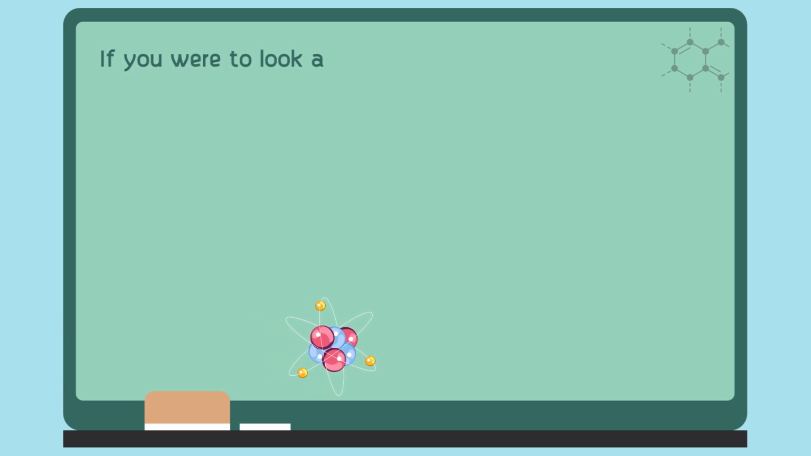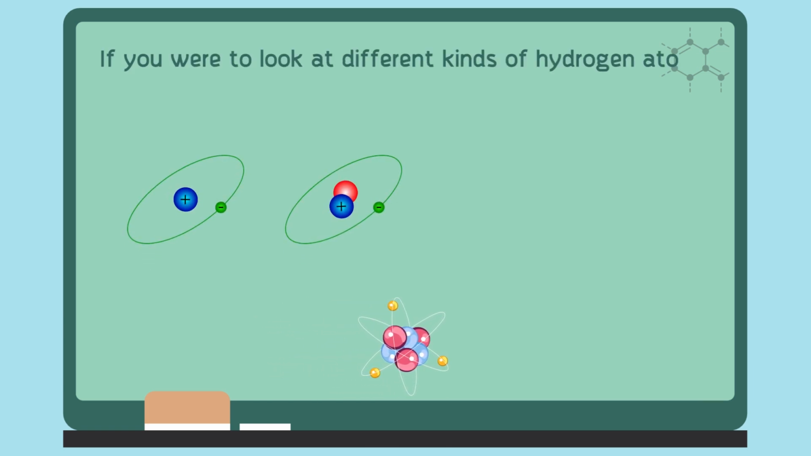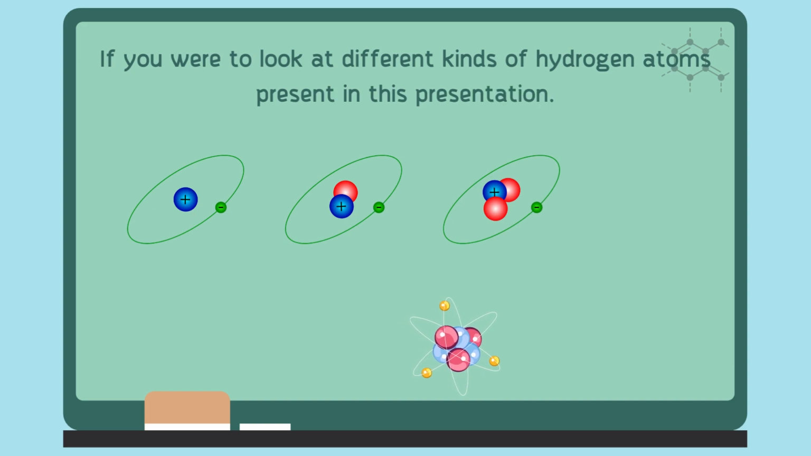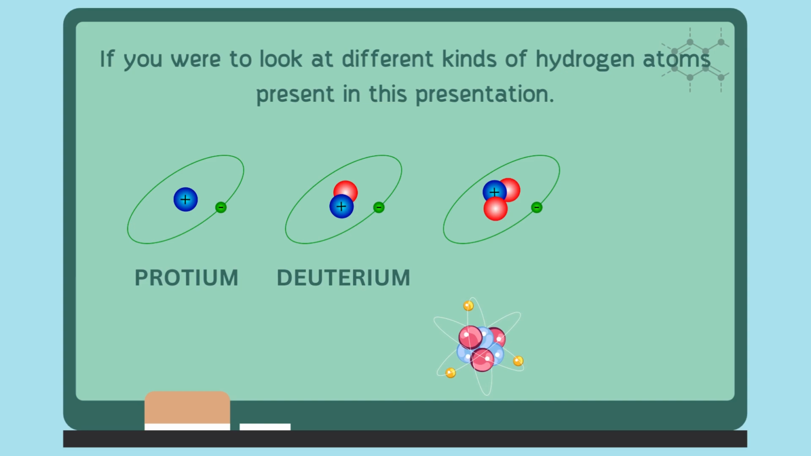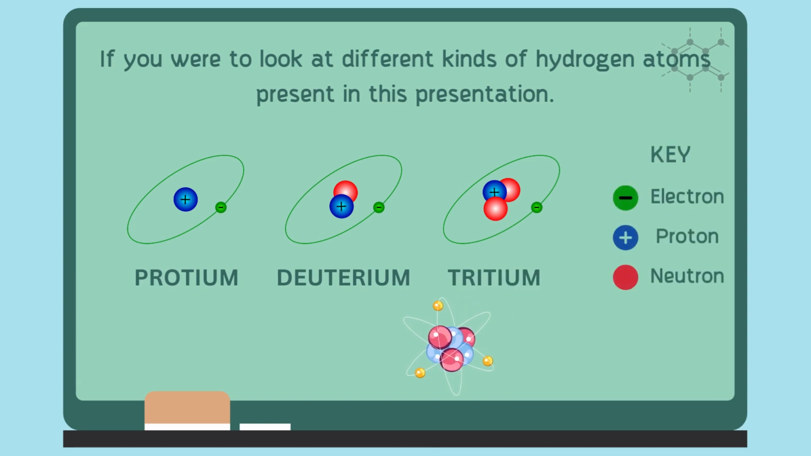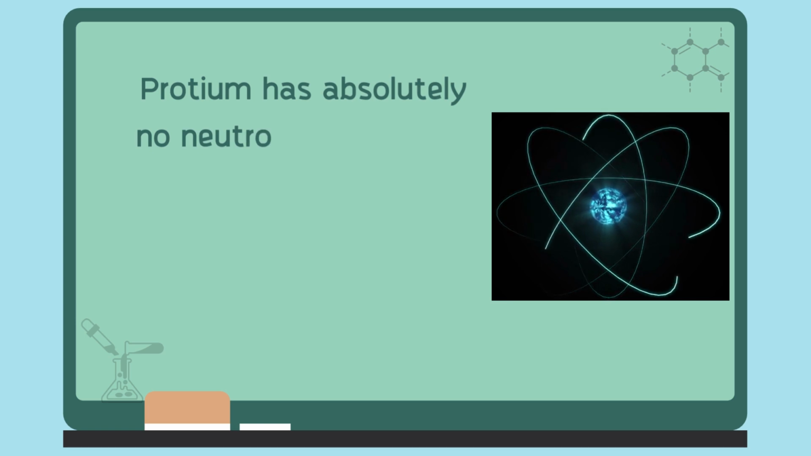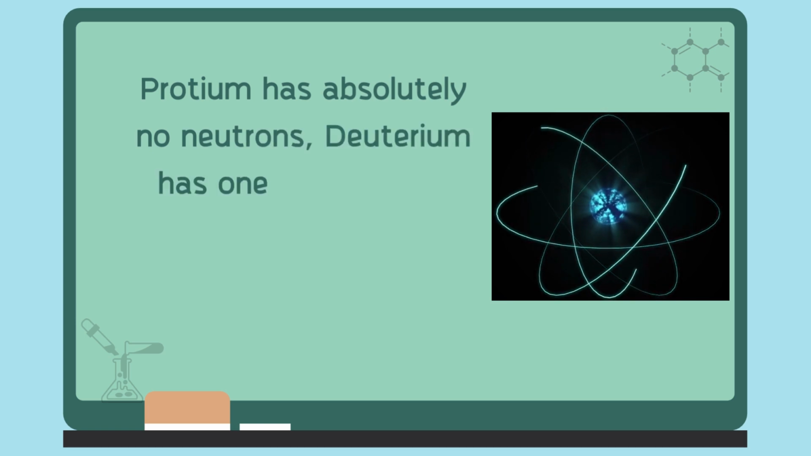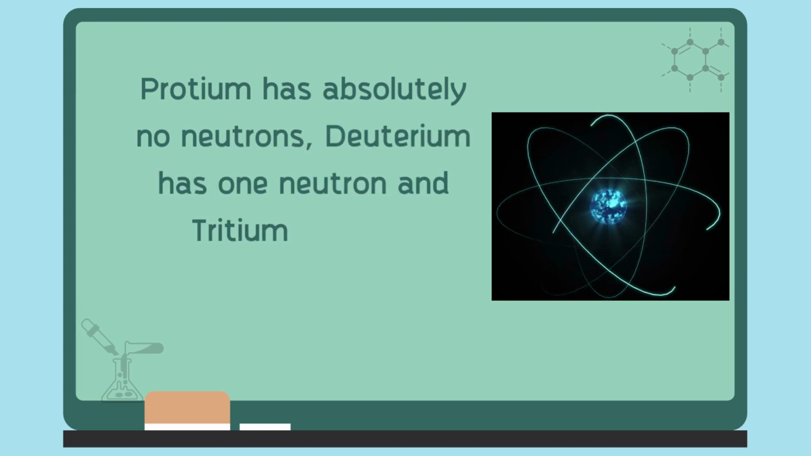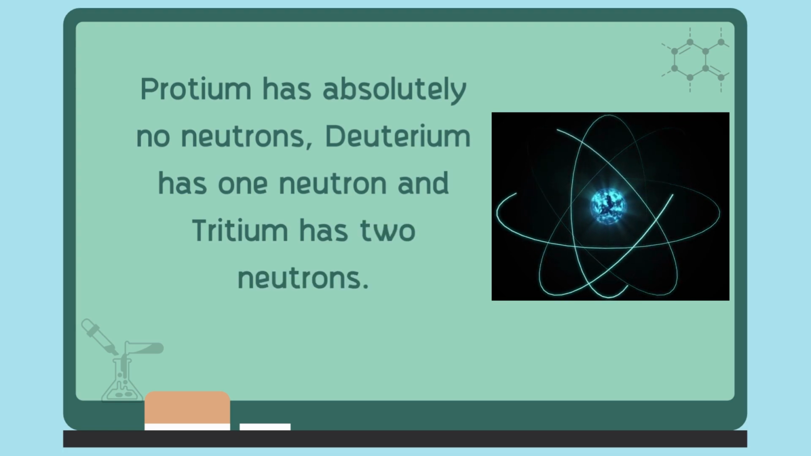If you were to look at different kinds of hydrogen atoms present in this presentation, the first one being called protium, the second deuterium, and the third one tritium, you'll notice that all of these atoms contain one proton and one electron as represented by the key. However, protium has absolutely no neutrons, deuterium has one neutron, and tritium on the other hand has two neutrons.